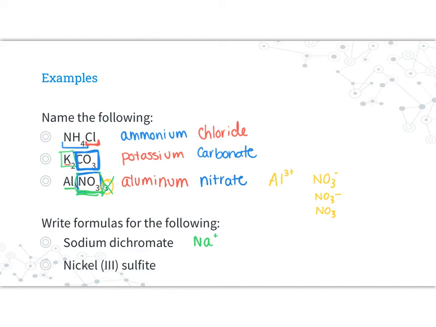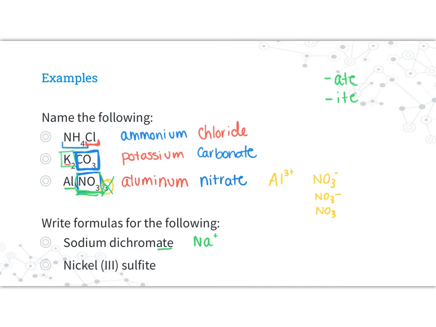Dichromate. Remember, di, tri, and tetra are not part of a general name for an ionic compound. We don't use prefixes. So the fact that it doesn't end in "ide" tells me I should be looking at my polyatomics. All polyatomics end in "ate" or "ite." That's kind of a giveaway. If something doesn't end in "ide," it's likely going to be a polyatomic.